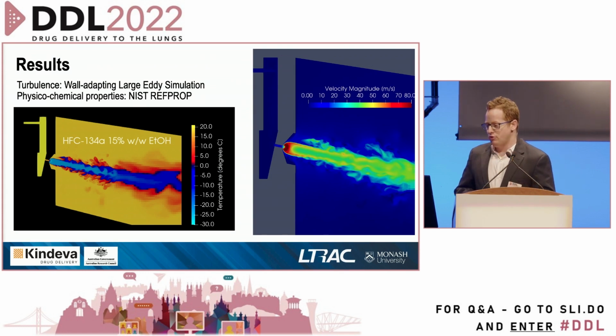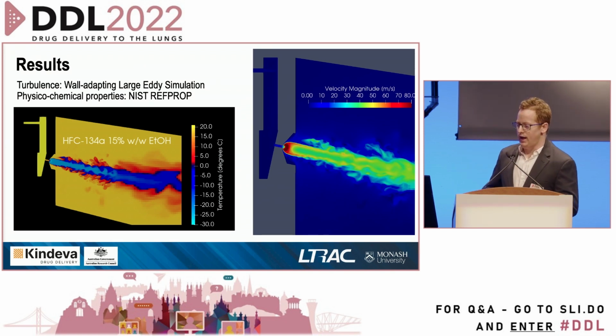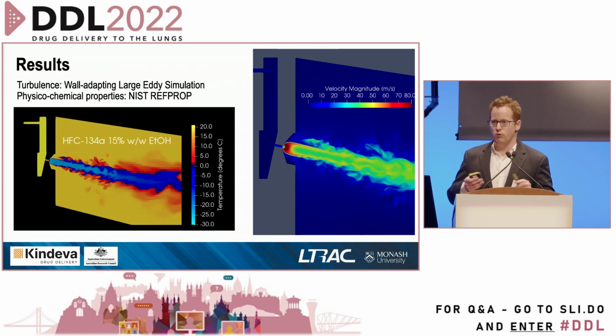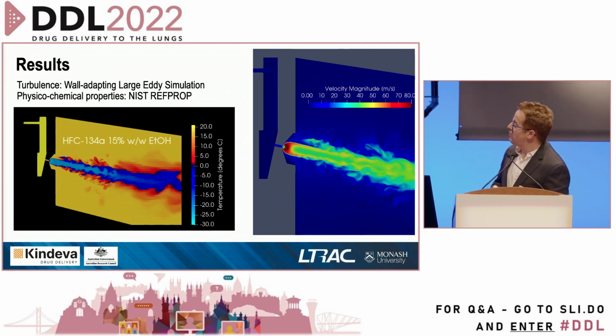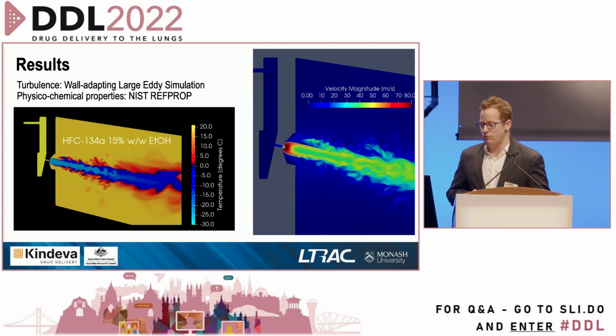So our results look something like this. We can model through the spray its velocity, its temperature, its density, and measure all kinds of things that you can't easily directly obtain in the lab. In order to capture all this turbulent mixing that you get in the spray, we use something called large eddy simulation, which models the very small scales that we don't care about so much. And we used NIST databases to get all our chemical and physical properties.